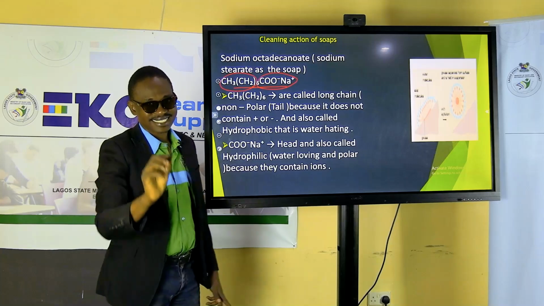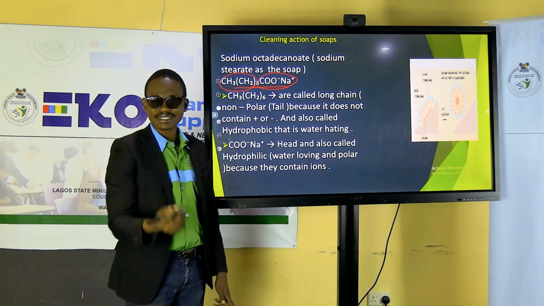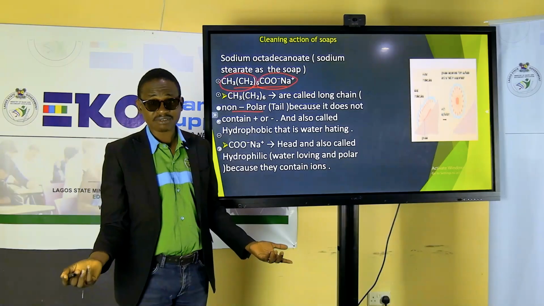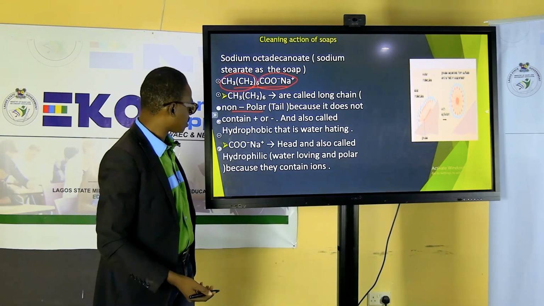As you can see, the tail is called a long chain hydrocarbon. Basically, they don't contain ions. Therefore, they are called non-polar. So why are they not polar? Because they don't contain ions, either positively charged or negatively charged. Okay, good.